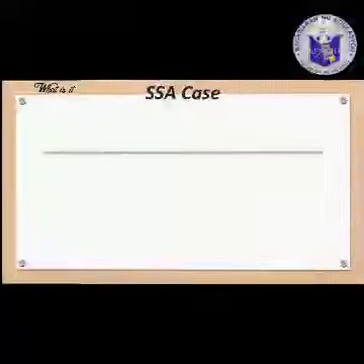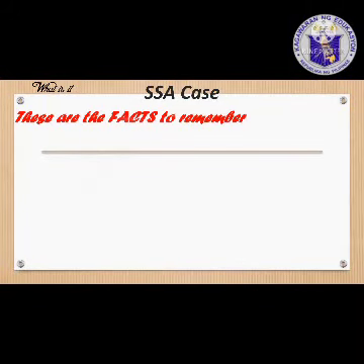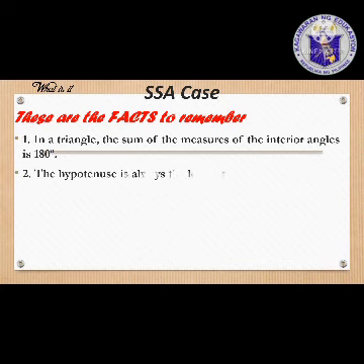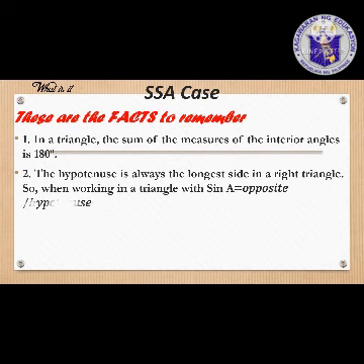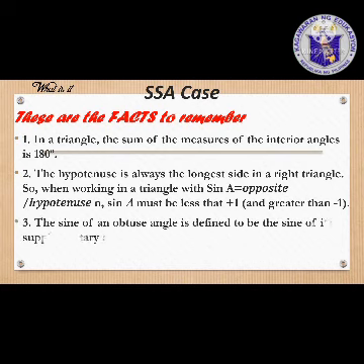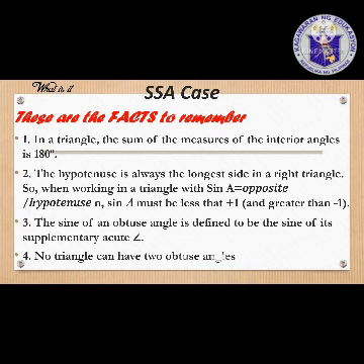Here are the facts to remember. Number 1. In a triangle, the sum of the measures of the interior angles is 180 degrees. Number 2. The hypotenuse is always the longest side in a triangle. When working in a triangle with sine A equals opposite over hypotenuse, sine A must be less than +1 and greater than -1. Third, the sine of an obtuse angle is defined to be the sine of its supplementary acute angle. And last, no triangle can have two obtuse angles.